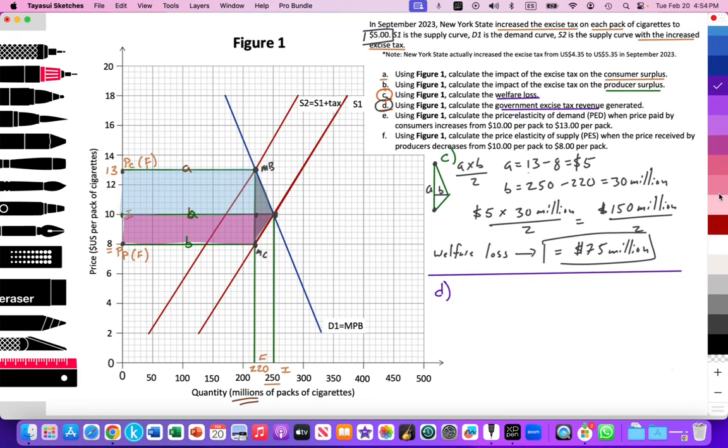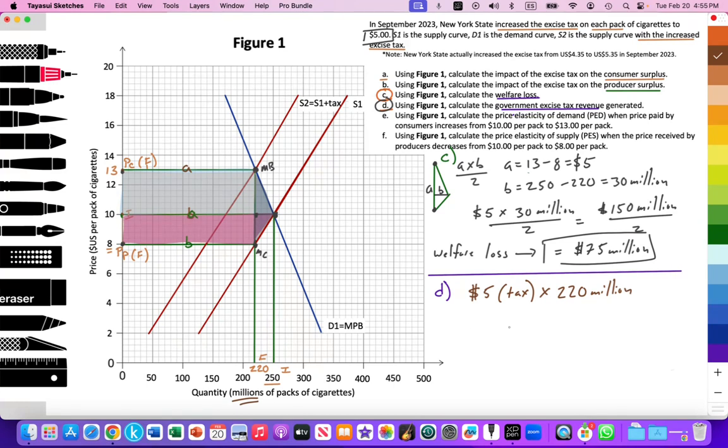Okay, so this is a pretty straightforward, easy question. We want to identify the tax revenue. So it's the tax, a price of $5, 13 minus 8, multiplied by the number of units bought and sold with that tax. And we're going to get this rectangular area here. So it's just base times height. We have a $5 tax, being 13 minus 8, multiplied by the number of units bought and sold. So it's 220 million.